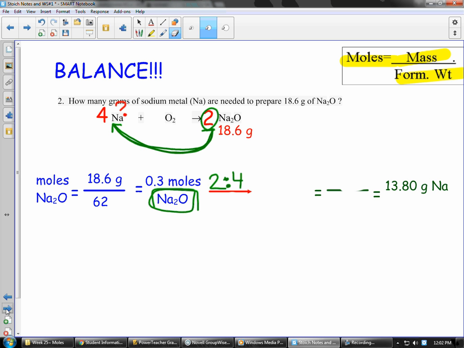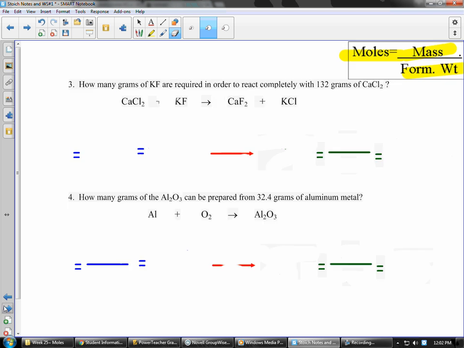So what I'm going to do is I'm going to take my moles here, and I'm going to multiply it by 2. When I do that, I get 0.6 moles of sodium. Again, if I have moles of sodium and I want mass of sodium, I'm going to put it over the formula weight of sodium. When you multiply that together, you should get 13.8 grams of sodium. Awesome. Question number 3.